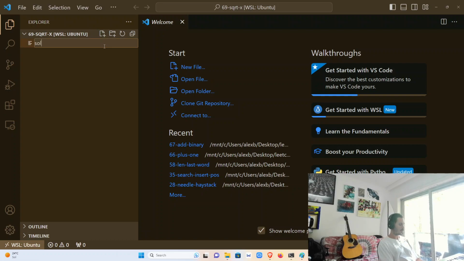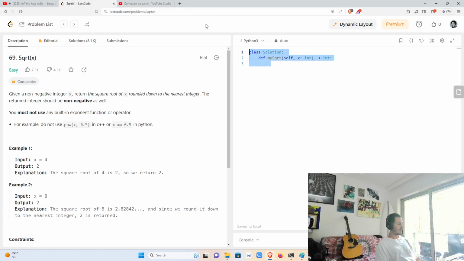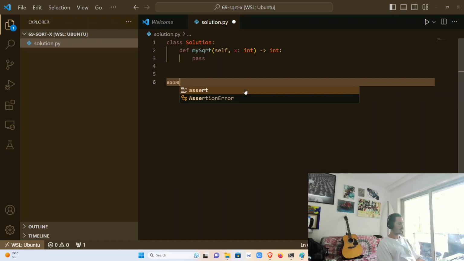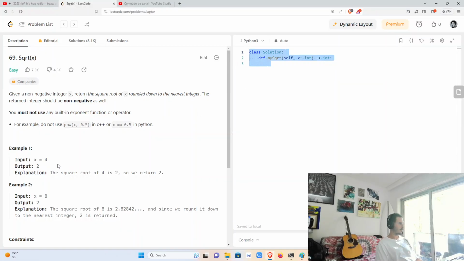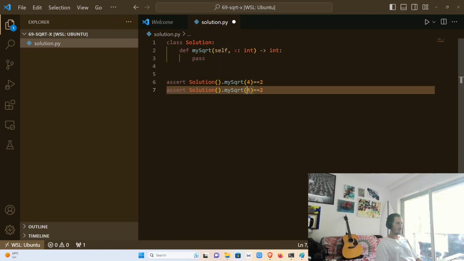Now I create a solution.py and assert solution my square root of whatever. What's the argument? The square root of 4 equals 2, and square root of 8 equals 2 as well.